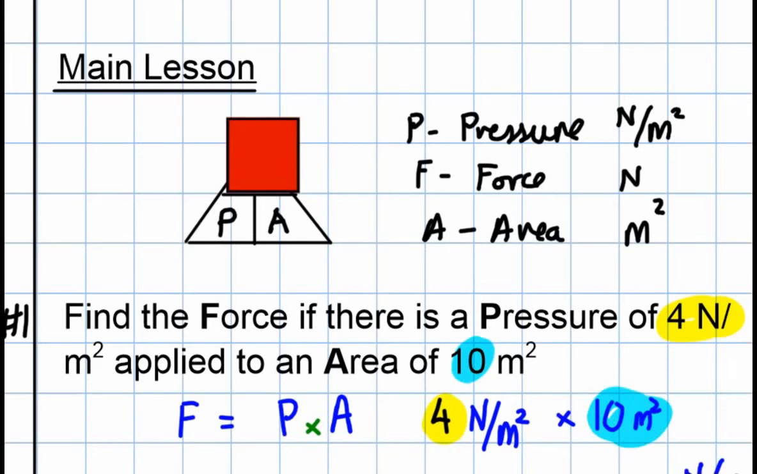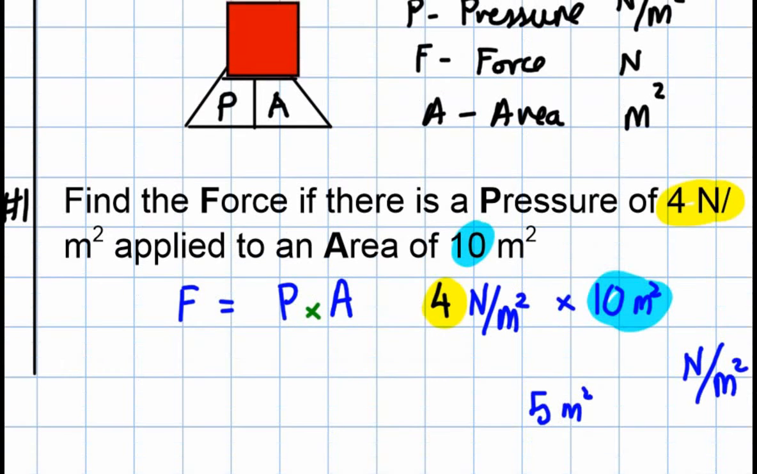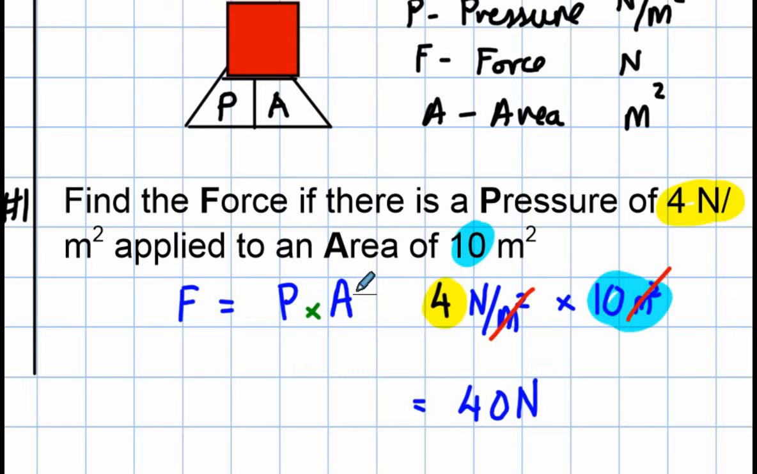Once you've got that, the rest is relatively easy. 4 times 10 is, you can use a calculator if you're not sure, 40. But what would the units be? Well, the simplest way is to cross out any duplicates. So I'm going to cross out meters squared here and here. What am I left with? There's the answer, newtons. Okay? That's how you use this to find the force.